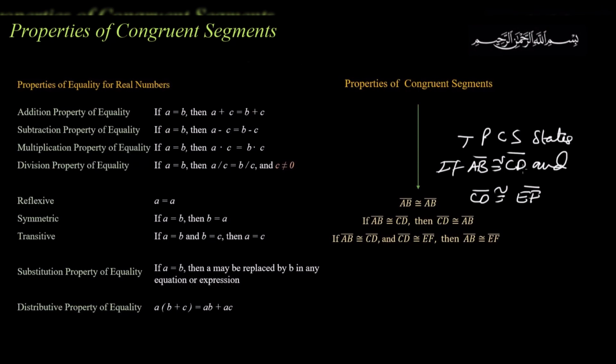Segment AB is congruent to segment CD, and segment CD is congruent to segment EF. So if segment AB is congruent to CD, and segment CD is congruent to EF, then segment AB is congruent to segment EF, like this. Ta-da! That's easy as pie. So the transitive property of congruent segments states that if segment AB is congruent to segment CD and segment CD is congruent to segment EF, then segment AB is congruent to segment EF.